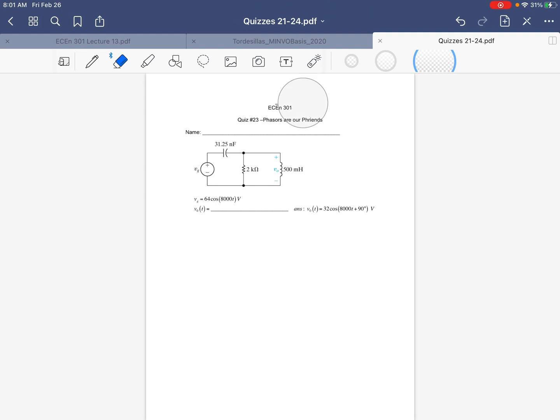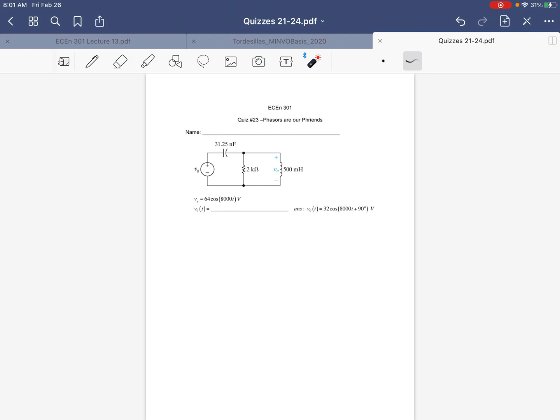Okay, we're going to do quiz number 23. As I look at this problem, we have a sinusoidal or AC input, and we're trying to find the final voltage. If we can convert this circuit to the phasor domain, this would convert to an impedance. We'd have two impedances in parallel that we could combine, and then this voltage is across that combination of impedances, so we could use a voltage divider equation to get the final voltage and then convert back to the time domain.